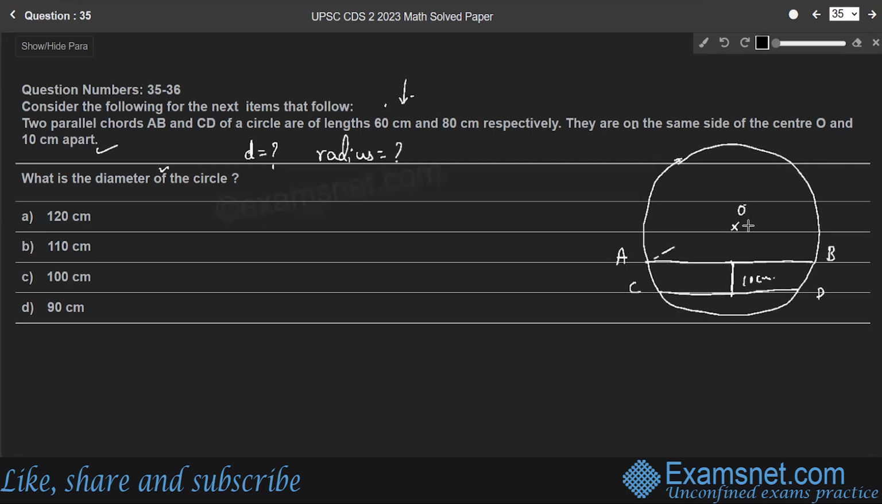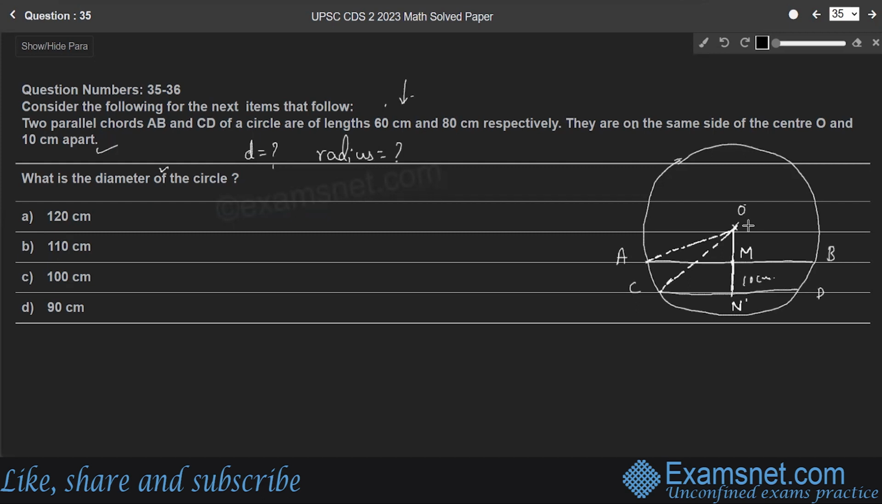So you can join AO. To find the radius, let us join AO. AO is the radius. And also we'll join C and O. CO is also a radius of the circle. So why are we joining these? We'll join from O to the two chords. So let OMN be this line, which passes through the two chords, right? So we'll consider two triangles AOM and CON. Considering these two triangles and applying the Pythagoras theorem, we can find the radius of the given circle.